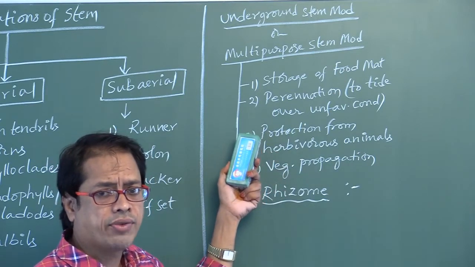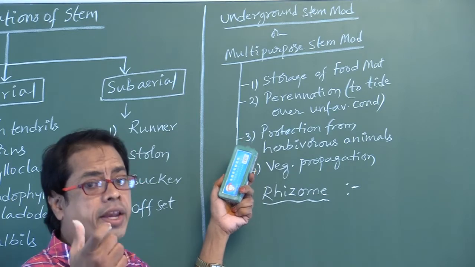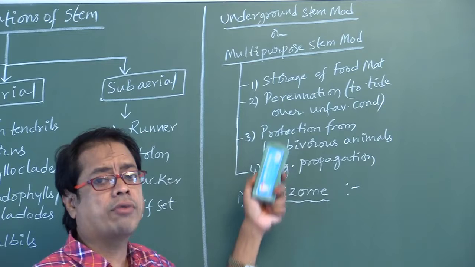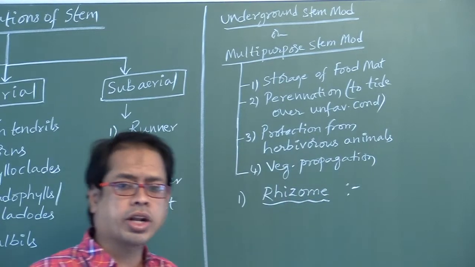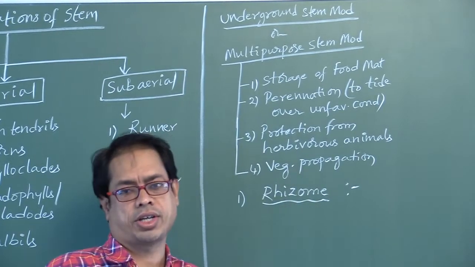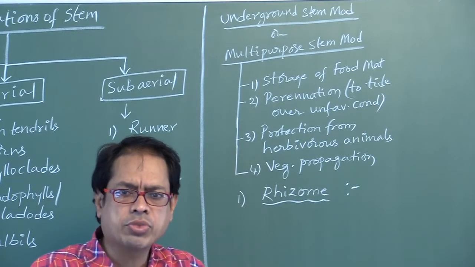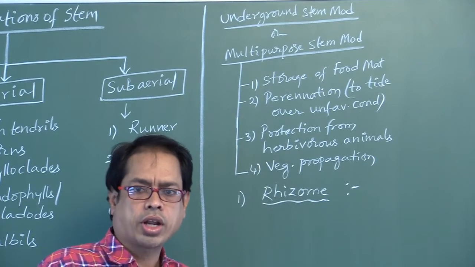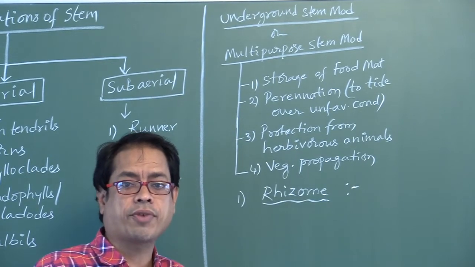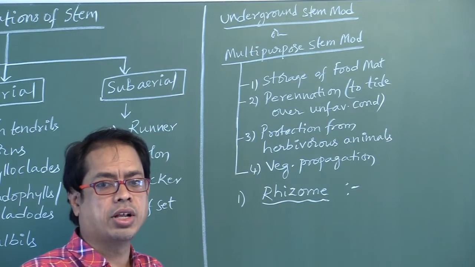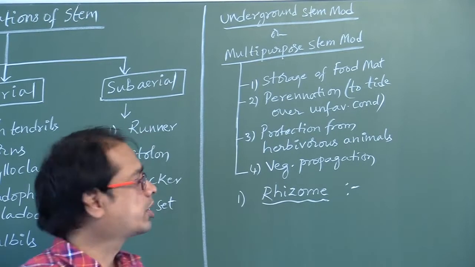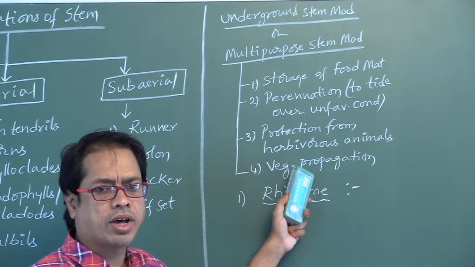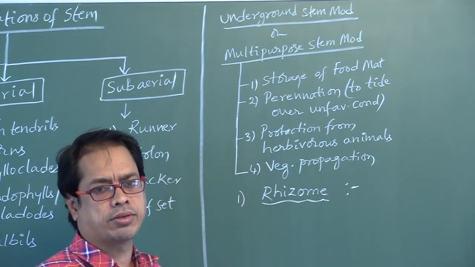These stem modifications are useful for perennation. What does perennation mean? To tide over unfavorable conditions, to protect during unfavorable conditions. As these underground stems are present below the soil, these are also useful to protect from herbivorous or grazing animals, and also useful for vegetative propagation.